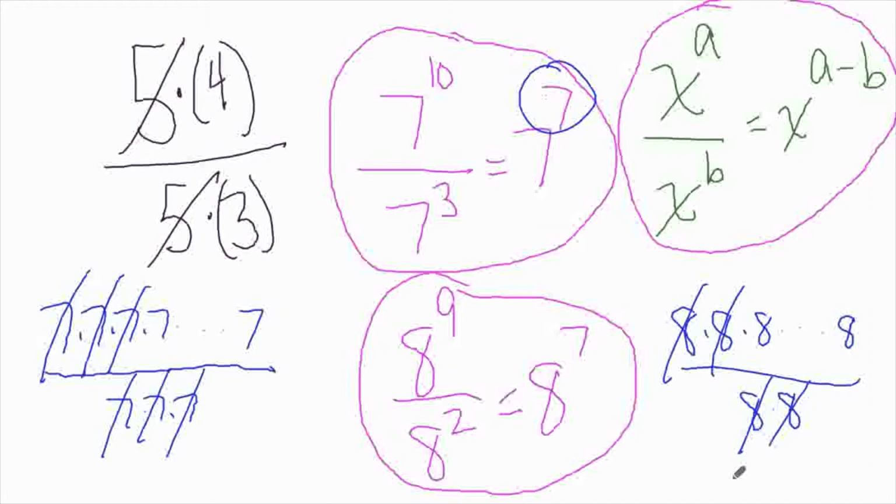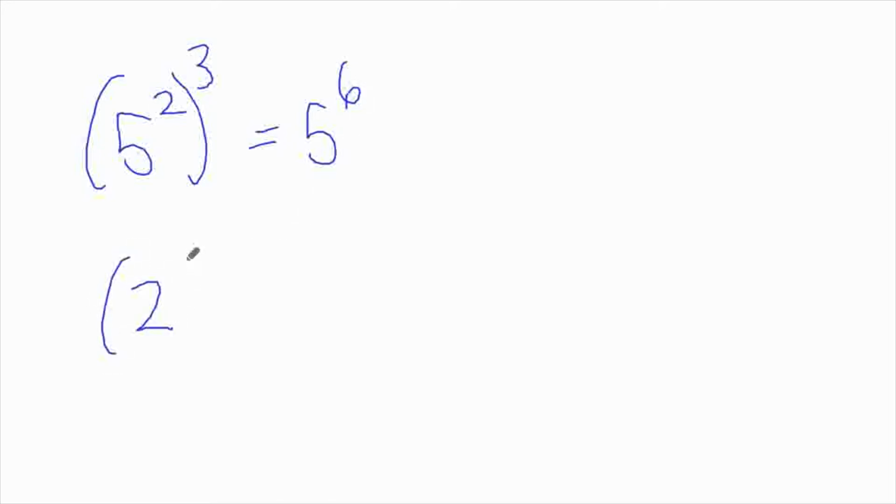All right. Now, in a future video, we'll talk about what happens if you have a bigger number on bottom. Okay, but we're not there yet. And then the last rule I want to talk about: what happens if you have like 5 squared, and that whole mess is raised to the third. Okay, why does that equal 5 to the 6? And then if you have 2 to the 4 to the 5, why does that equal 2 to the 20?